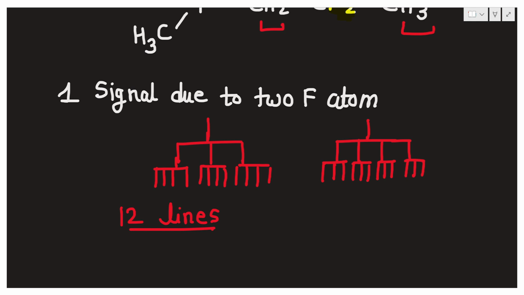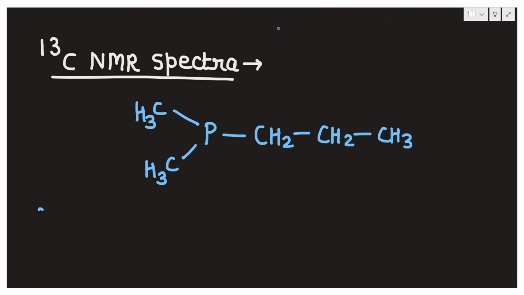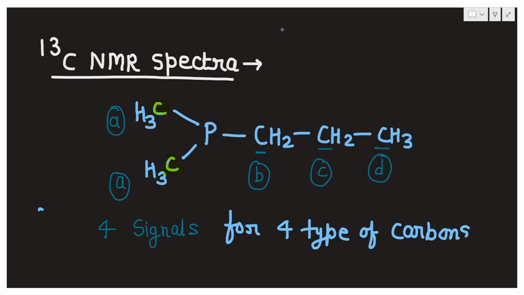Now come to the 13C NMR spectra. See here, if you are looking at the 13C NMR, then you are looking only at the carbon atoms. There are 4 types of carbon atoms. This one, I am calling A type of carbons. These are A type of carbons. Then there is this one carbon, called B type of carbon. This is C type of carbon and this one is D type of carbon. So you are getting 4 signals. Now watch which signal will split and which one will not split.